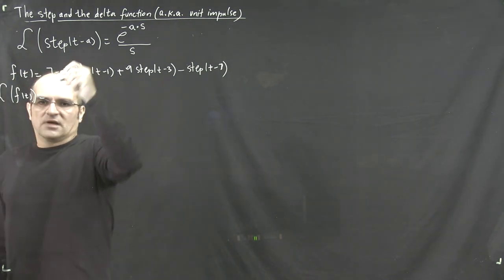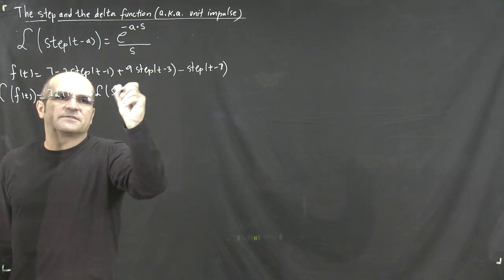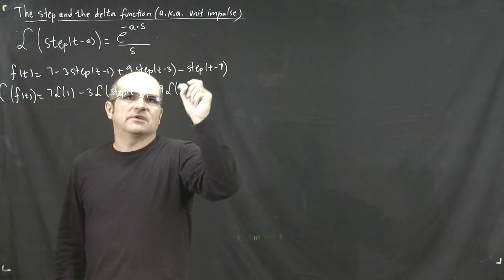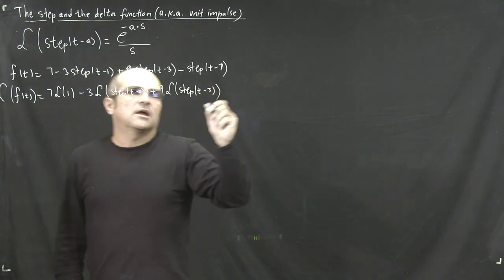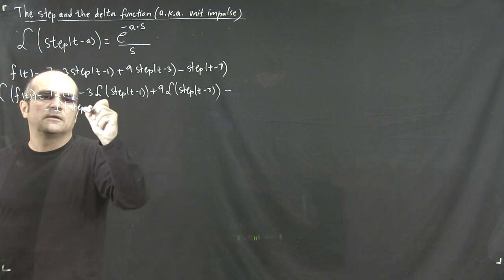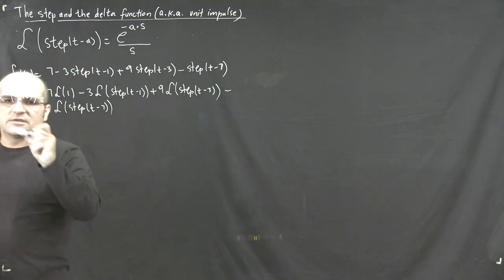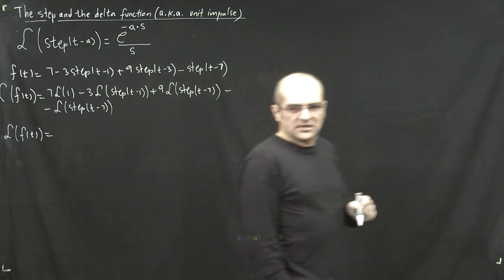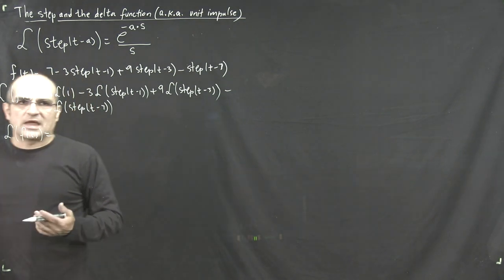Well, that's going to be, again, with the linearity property, 7 Laplace of 1 minus 3 L of step t minus 1 plus 9 L of step t minus 3, and then minus L of step t minus 7. You move the coefficients out of the Laplace transform. That's what you do here, right? Again, you could do this in your mind and write the answer right away. If it's a matter of just pulling out the constant in the linearity property, you should be able to do this already in your mind after you practice a couple of times.